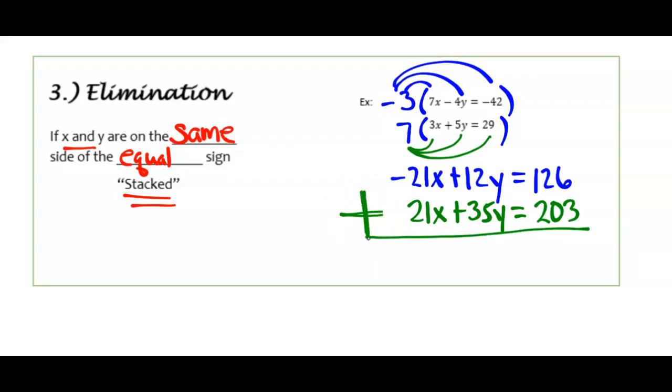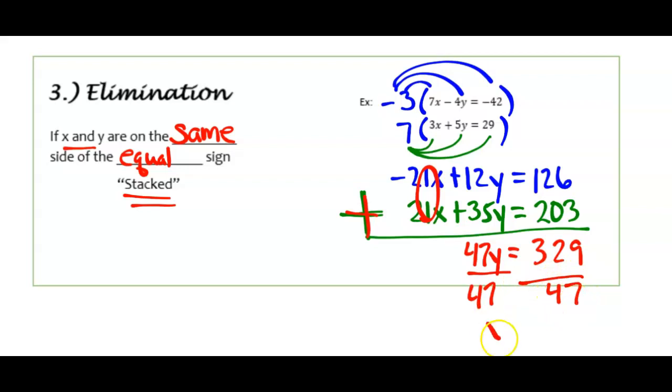Okay? Well, these are going to eliminate when I add them together. Here, I'm going to get 47y. Here, I'm going to get 329. And when I divide that by 47, and I divide that by 47, I get y equals 7.